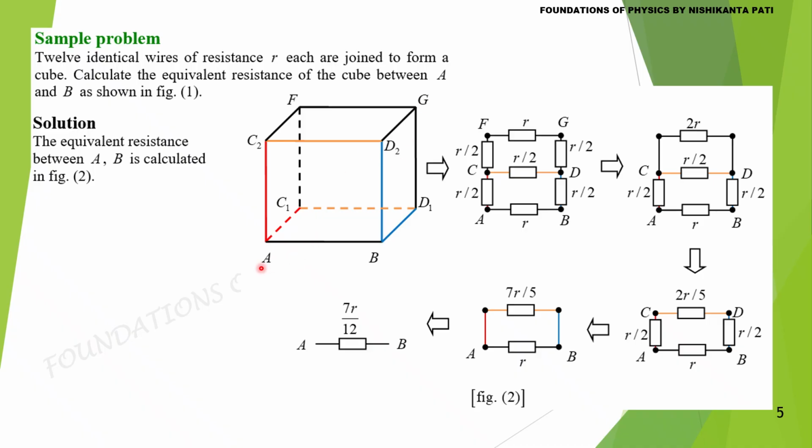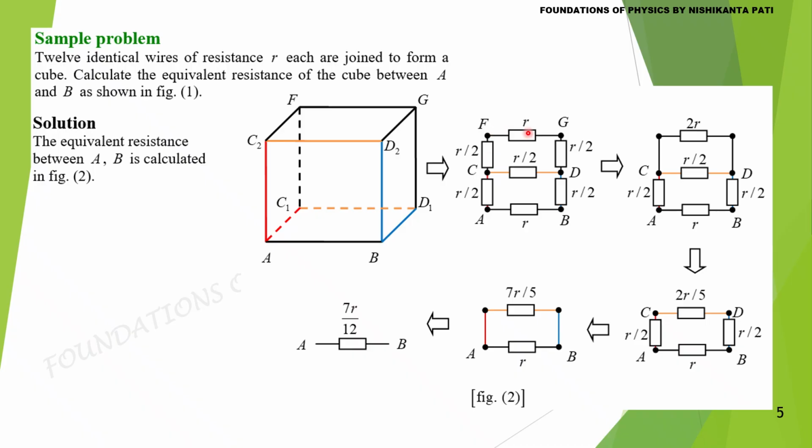If a battery is connected between A and B, C1, C2 have the same potential, D1, D2 have the same potential. We can join C1, C2 to form C, and D1, D2 to form D. A to C is R by 2, because A to C1 and A to C2, this is R, this is R, these two are parallel, so A to C is R by 2. Similarly, we can find the other resistances.